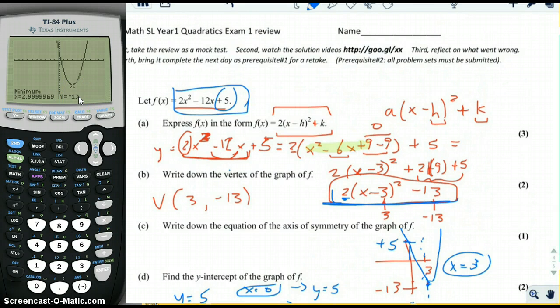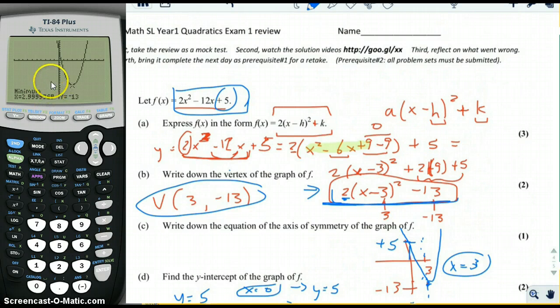Hey, what do you know? That's what we got when we found the vertex. So we confirm that the vertex is here. Once we find the vertex, we could write it in vertex form. And what else did they ask us for? They asked us for the axis of symmetry, which we know because we just found the vertex.